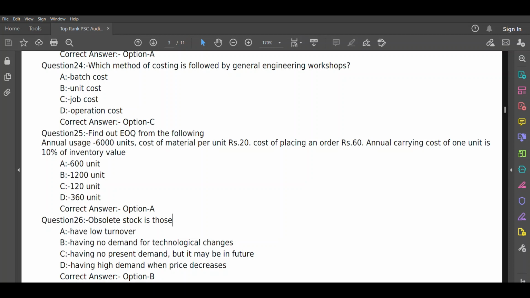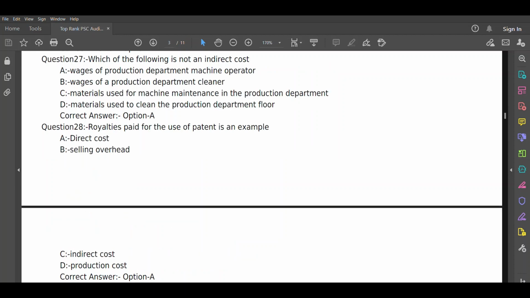Obsolete stock is those having no demand due to technological changes. Which of the following is not an indirect cost? Wages of production department machine operator. Royalties paid for the use of a patent is an example of direct cost.